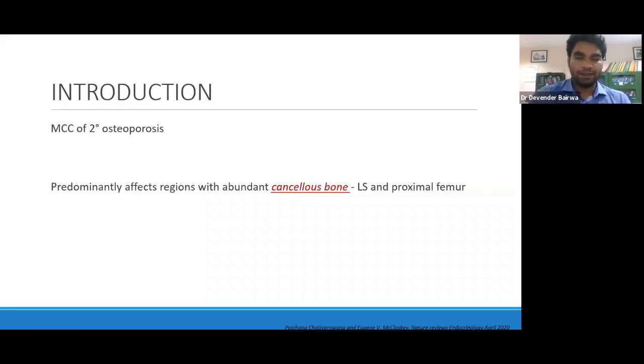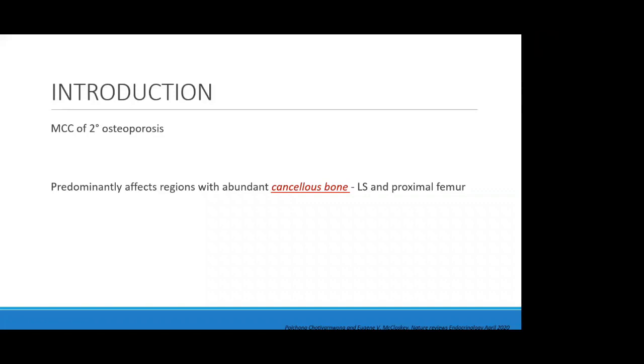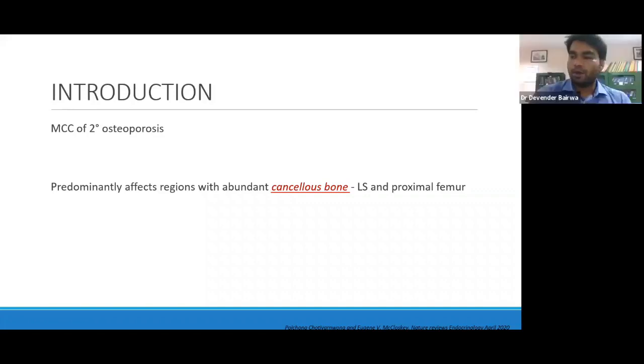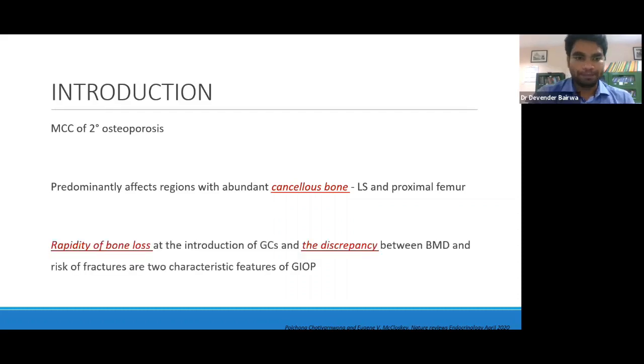As we discussed last time, this is the lumbar spine and proximal femur, because the amount of trabecular bone is much higher, and we know that trabecular bone is the one more prone to osteoporotic changes. That is why secondary osteoporosis because of steroids will also affect the lumbar spine and proximal femur more commonly.